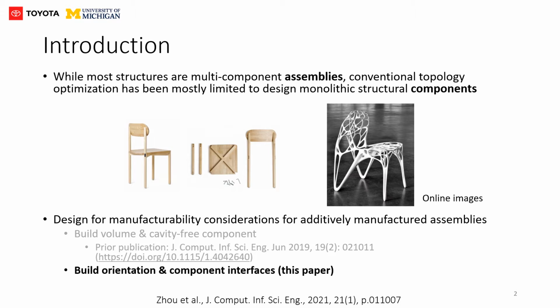As for additive manufacturing, design for manufacturability has been investigated extensively recently, again, primarily at the component level. In our research, we are interested in design for additively manufactured assemblies. In a prior publication at JSICE, we have discussed the build volume and cavity-free constraints in a multi-component topology optimization framework. In this paper, we will introduce the build orientation design and component interface modeling in our multi-component topology optimization framework.